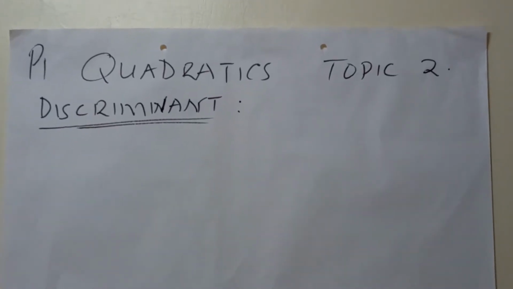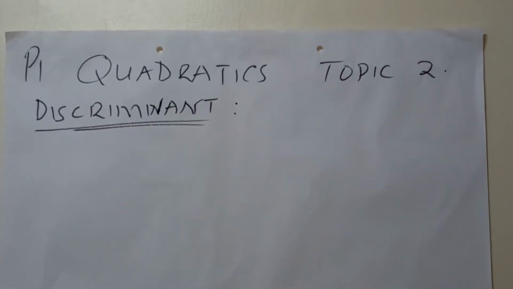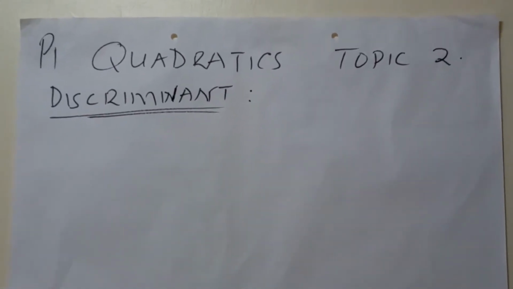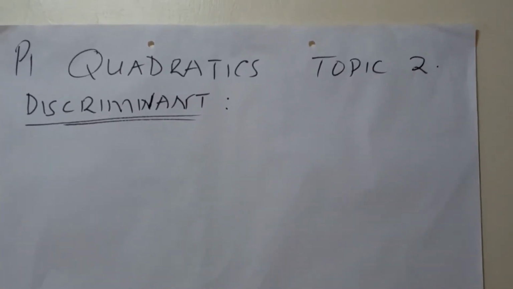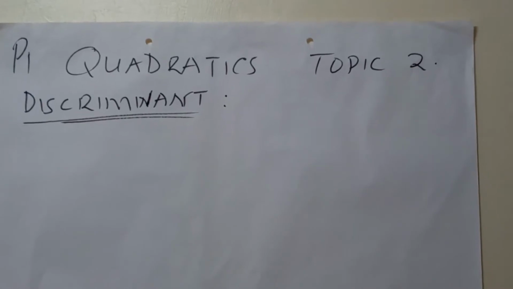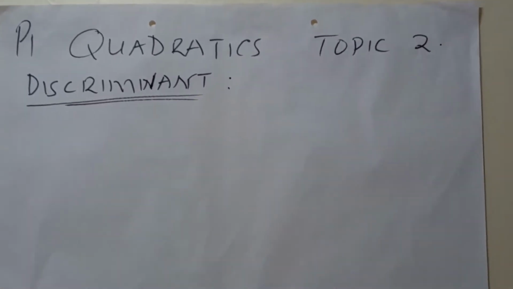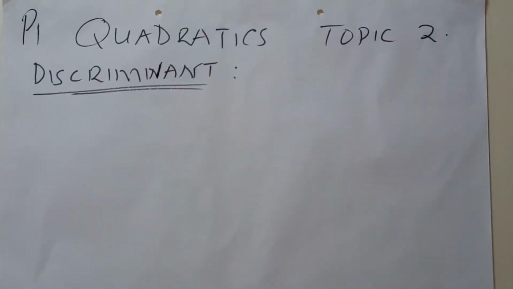Under 2.5, we are going to discuss the discriminant. The discriminant is part of the quadratic formula, and we are going to understand more about it in this video. If you square any real number, the result is greater than or equal to 0.